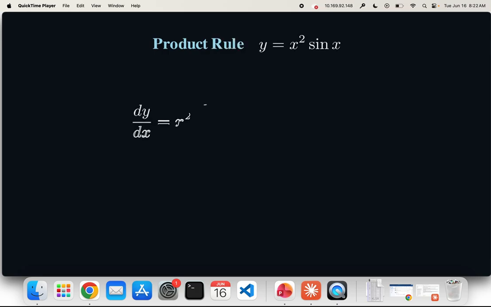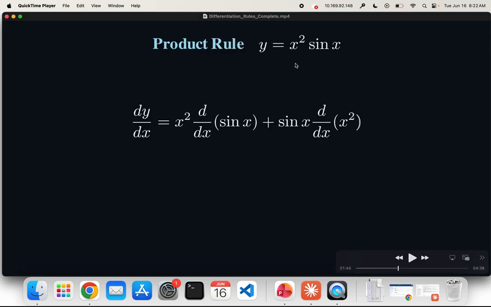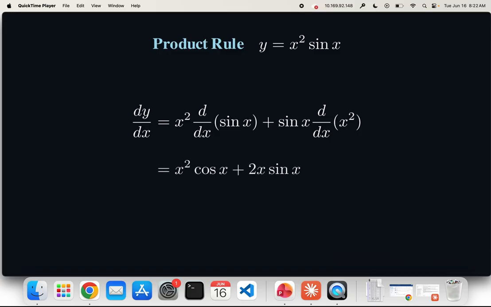So let's do some examples. I want to differentiate x squared times sine of x. Notice it's a product, so I have to use the product rule. Keep the first function, x squared, differentiate the second, plus keep the second function alone, differentiate the first. To differentiate sine, we know it's cosine, and to differentiate x squared, it's 2x. So this is applying the product rule, as well as differentiating the trig function sine.